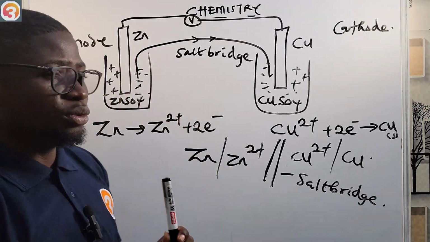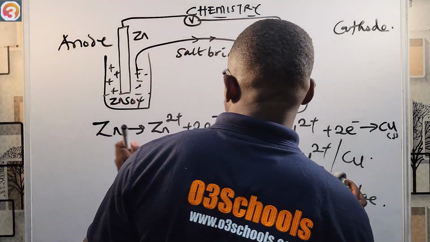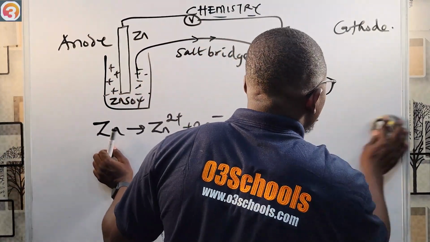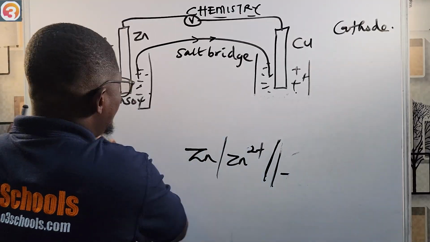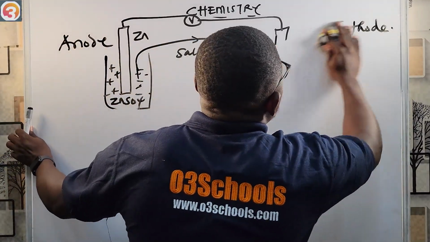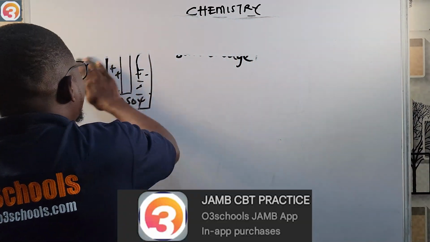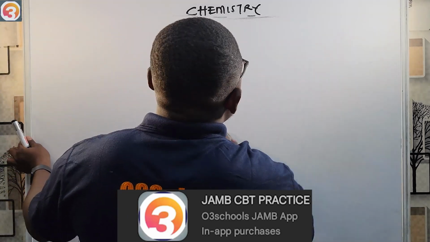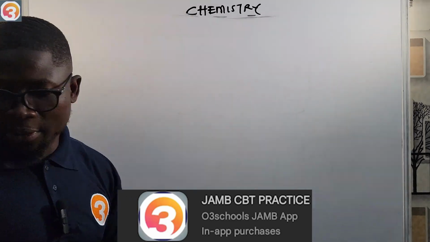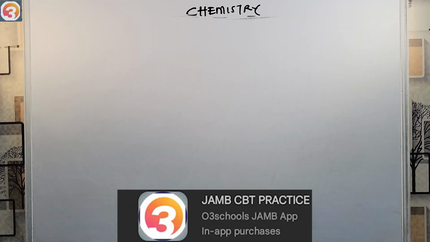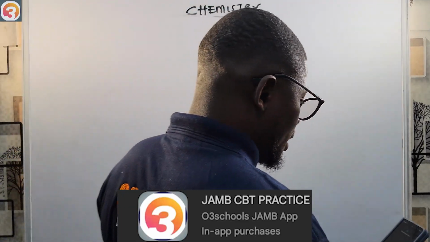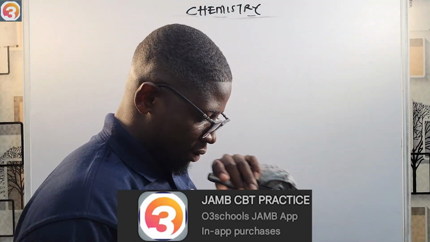So now what I'm going to do is to go to the past questions immediately and start answering them. So now open your O3 School JAMB app. Like I said, it's a requirement for this class. You must have it because it is useful to you. Let's see the app. So I've opened my app here.